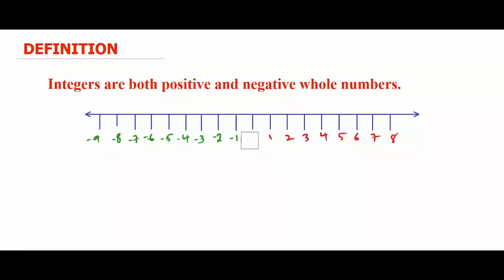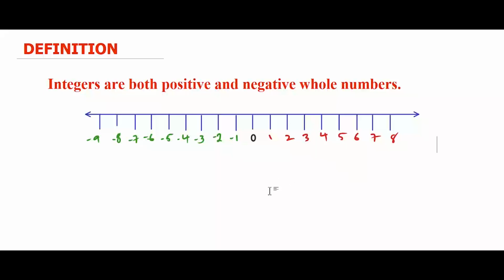When you look at the number line, you can see that you have two sets of numbers. Some numbers are written in red while some are written in green, except 0 that is different. 0 is neither positive nor negative. 0 is a separator, a barrier between the positive and the negative integers.